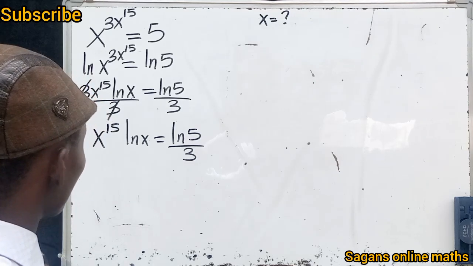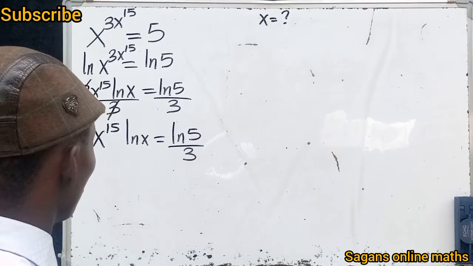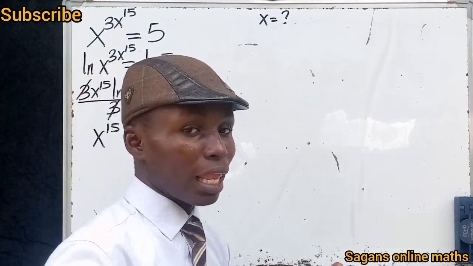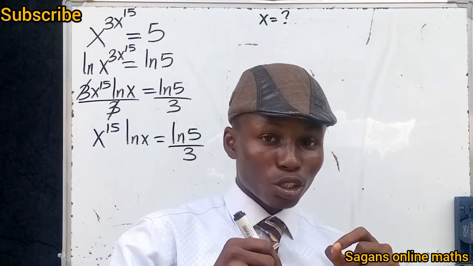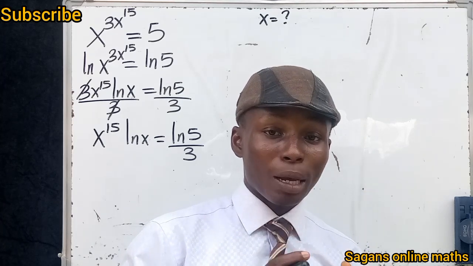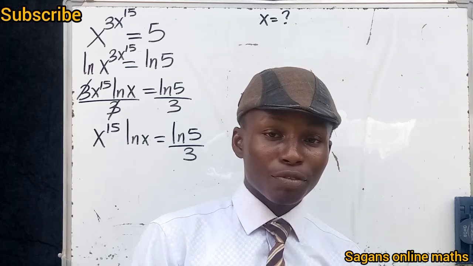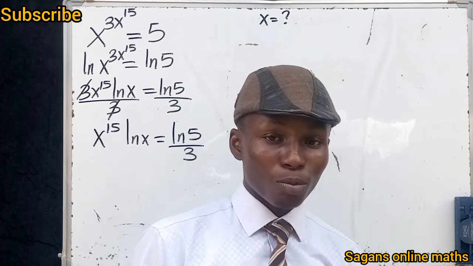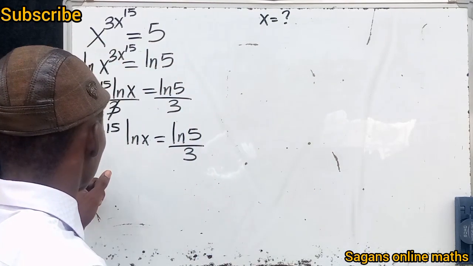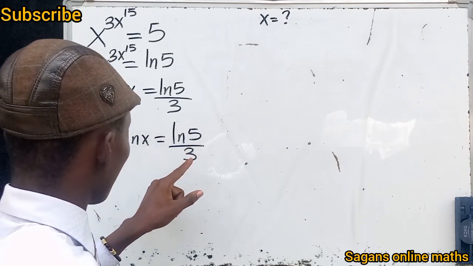Now what are we going to do here? You can observe that from here there's nothing we can do. That's why the Lambert W function is going to help us a lot here. Using the properties of the Lambert W function will help us in some difficult or higher problems. Now we are left with x to the power of 15 multiplied by ln x equals ln 5 divided by 3.